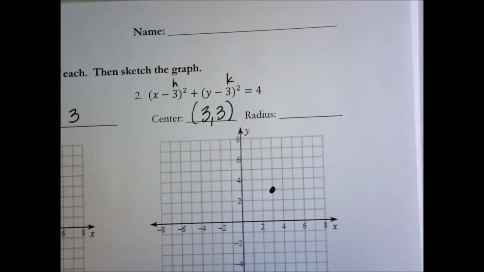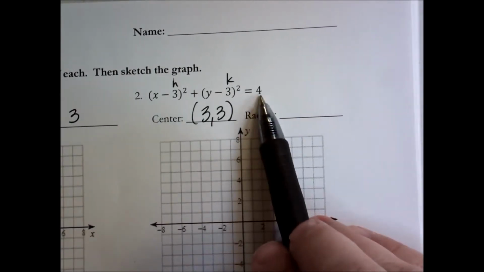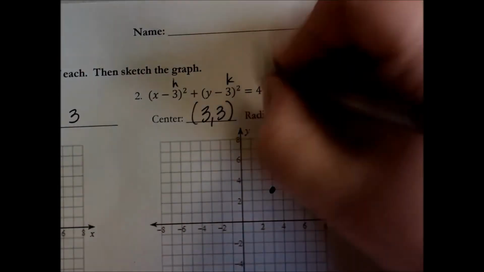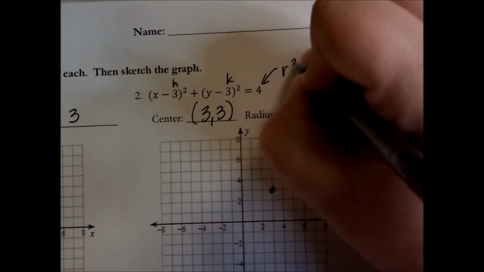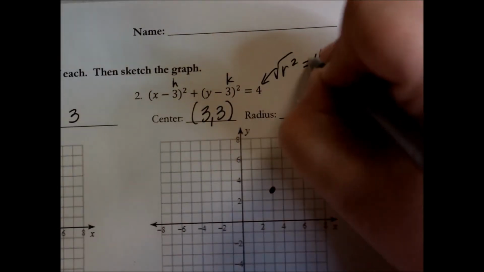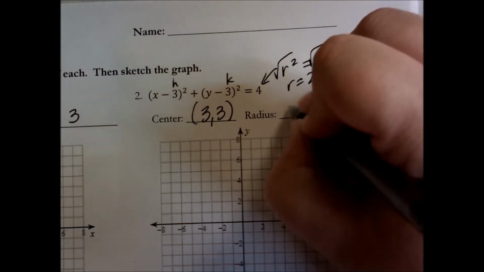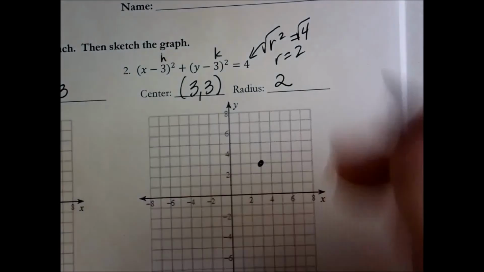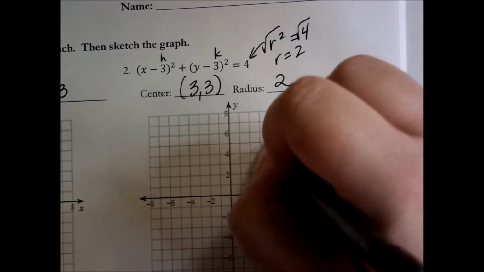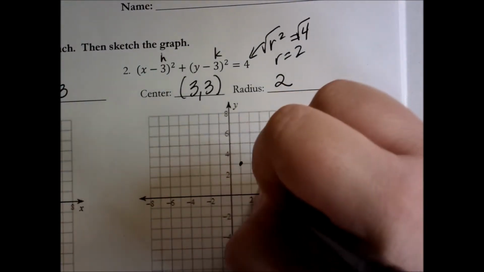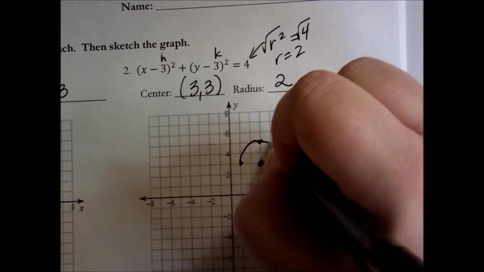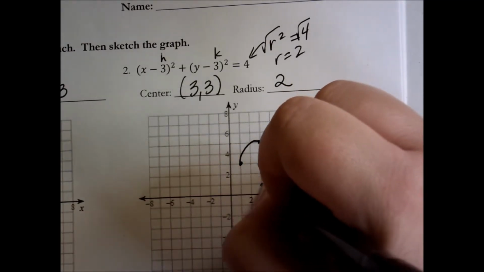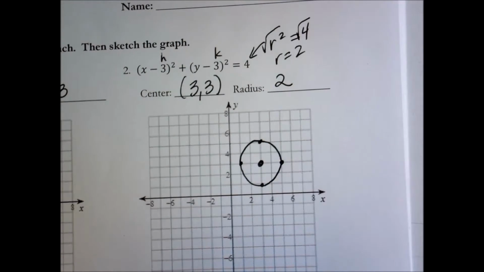My radius, this is the radius squared, remember. So if the radius squared is 4, take the square root of that and you get 2. So the radius is 2. So I'm going to go 2 in every direction from the point (3, 3). So 2 to the right, 2 up, 2 left, 2 down, and draw a circle through those points the best that I can.